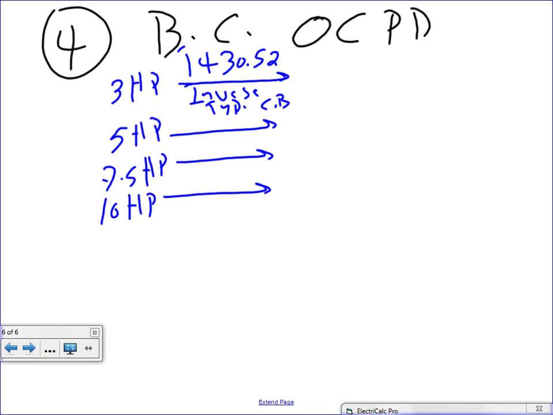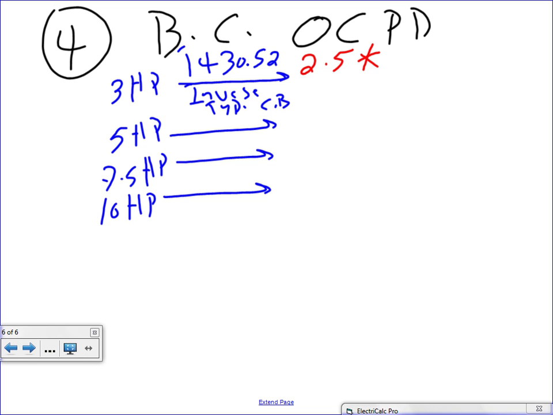If you go to Table 430.250 and 430.52, it will give you a multiplier: 2.5. It's 250 percent, which is 2.5. It's a percentage.